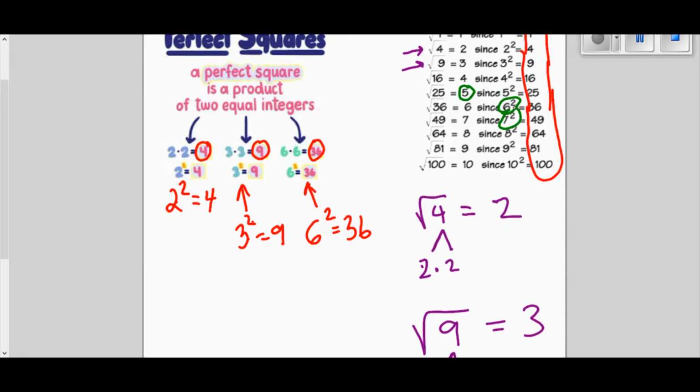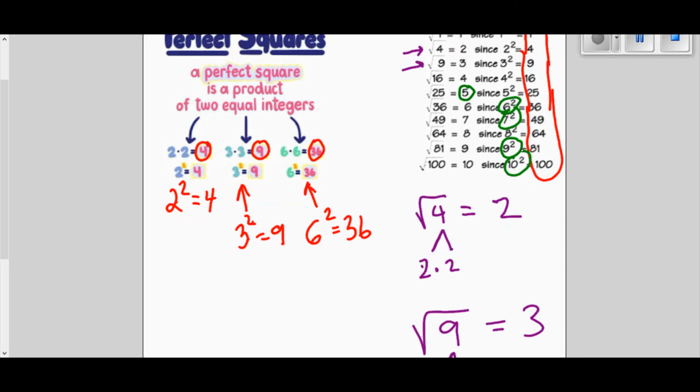The square root of 64 is 8, because when I multiply 8 by itself, I get 64. The square root of 81 is 9, because when I multiply 9 by itself, in other words, when I do 9 squared, I get 81. And the last one, the square root of 100, is 10, because when I multiply 10 by itself, in other words, when I do 10 to the power of 2, when I square 10, I get 100. So those are the perfect squares, and this is what it means to take a square root.